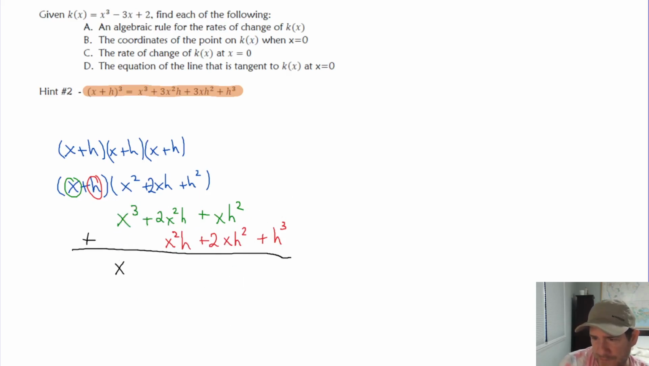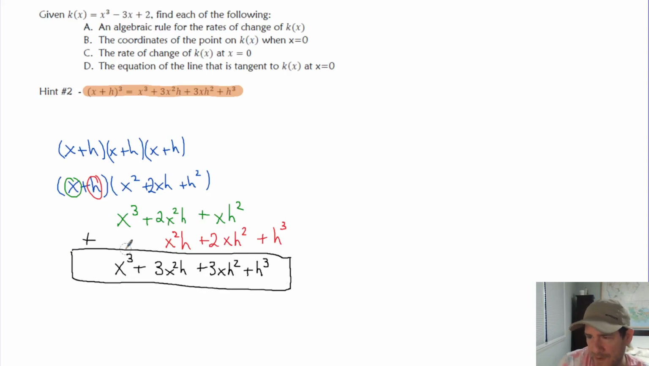The x cubed comes down. 2 of these and 1 of these makes 3x squared h's. And 1 of these and 2 of these makes 3xh squareds. And an h cubed makes an h cubed. But this is how you can get to this answer if you haven't memorized it.